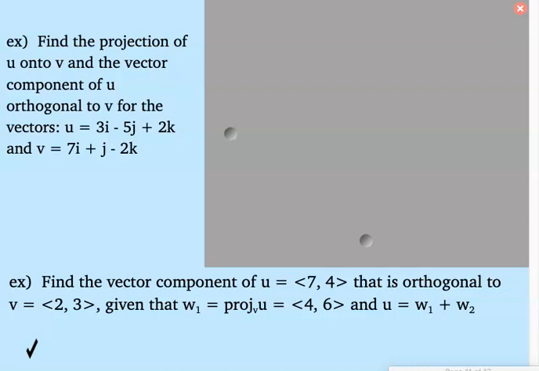Find the projection of u onto v and the vector component of u orthogonal to v. The vector component of u orthogonal to v, that's not near as important as the projection. So this guy, that's really important. This guy, not quite so much.